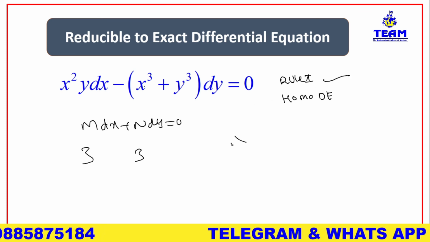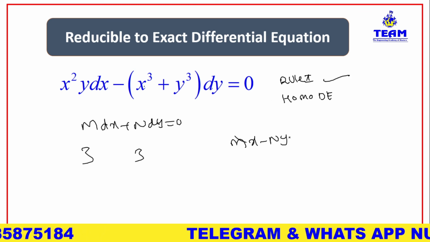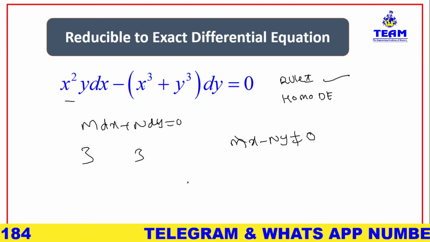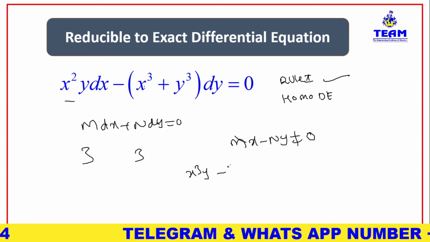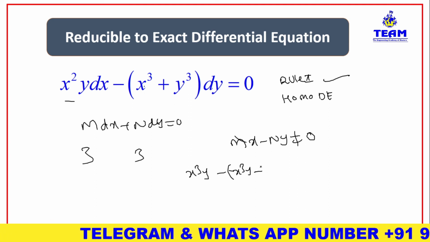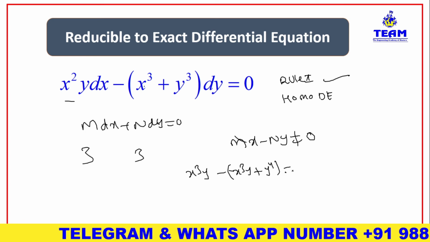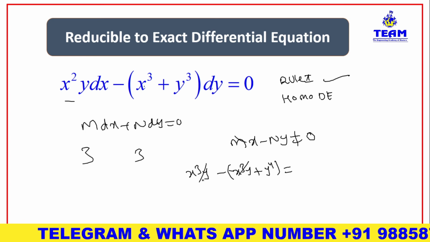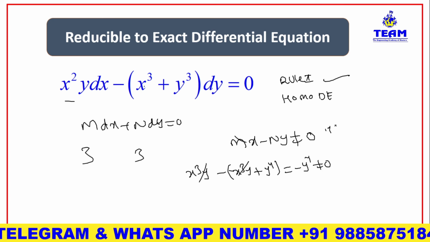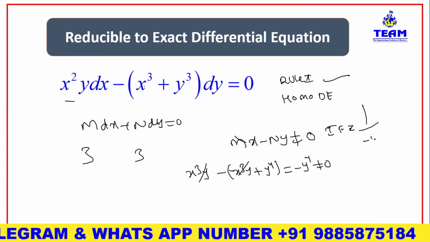If it is homogeneous, then what you have to verify? Mx minus Ny you verify. It should be non-zero. Okay, verify. Multiply with x. Then what are you getting? Tell me. x cube y minus y multiplied by (x cube plus y to the power of 4). If I verify, then the first term and this term get cancelled, then you will have minus y power 4, which is not equal to 0. So the integrating factor is 1 by minus y to the power of 4.